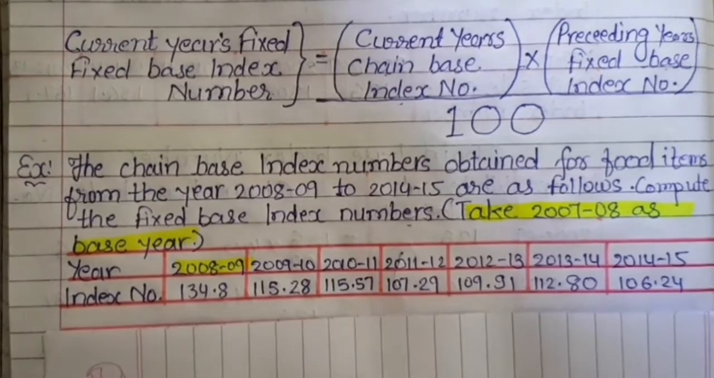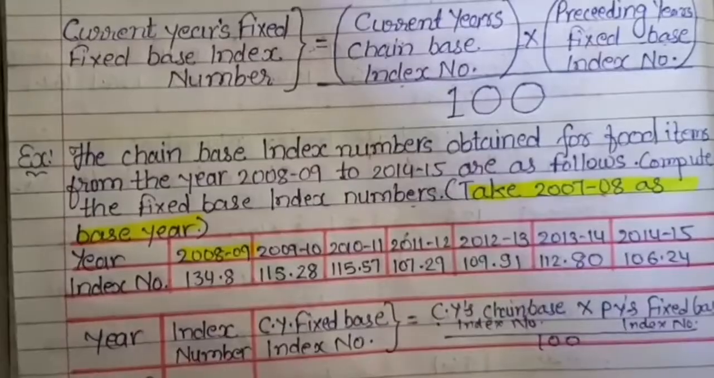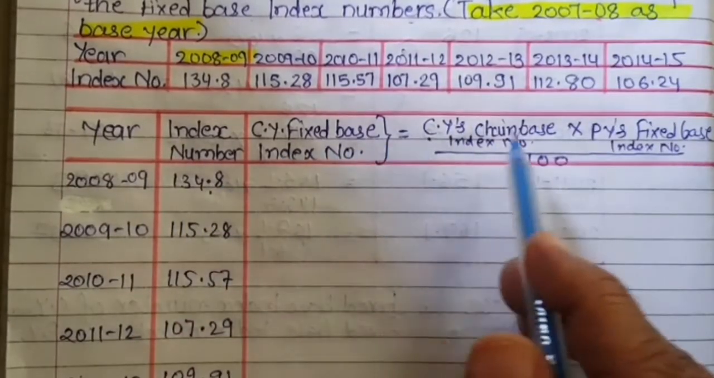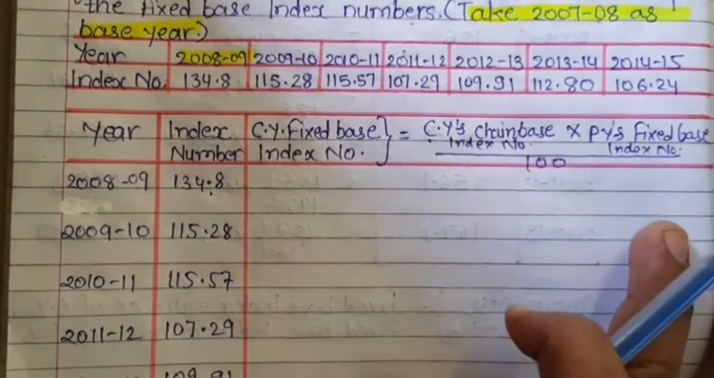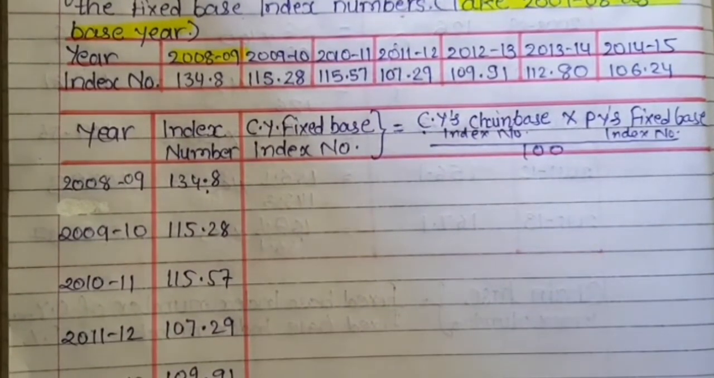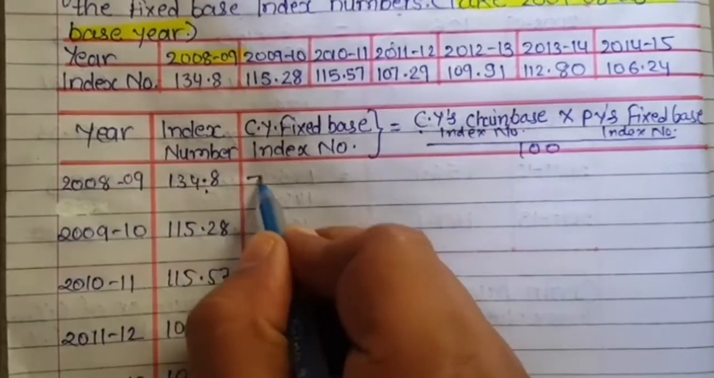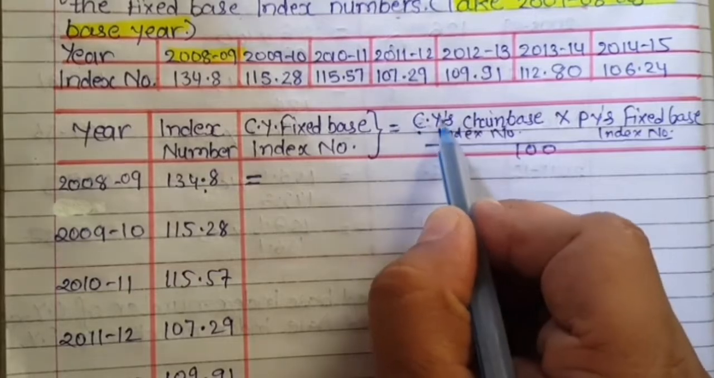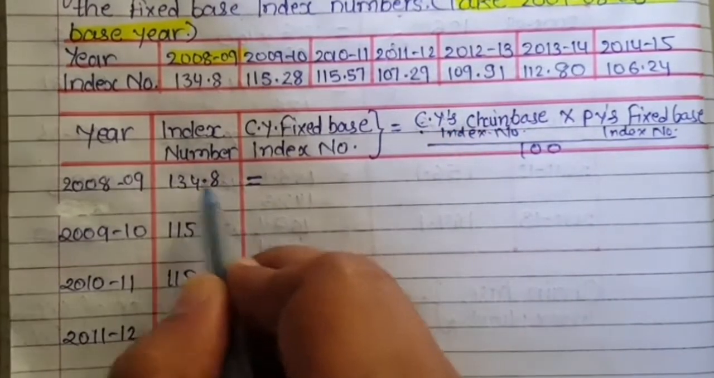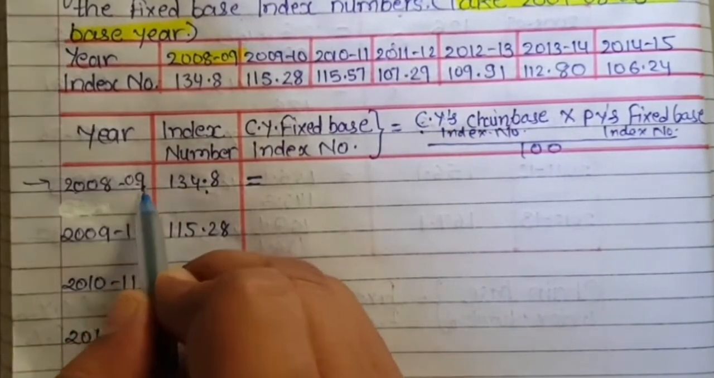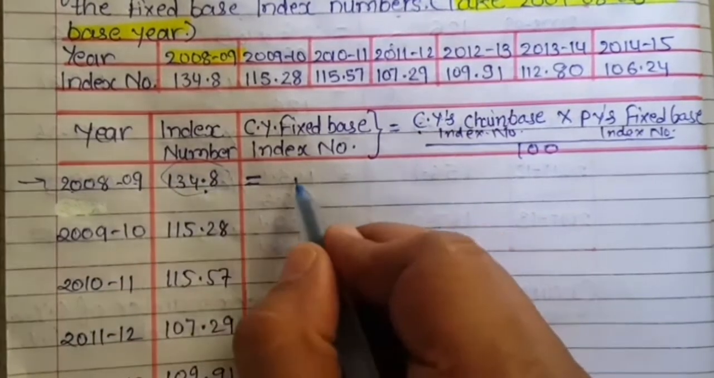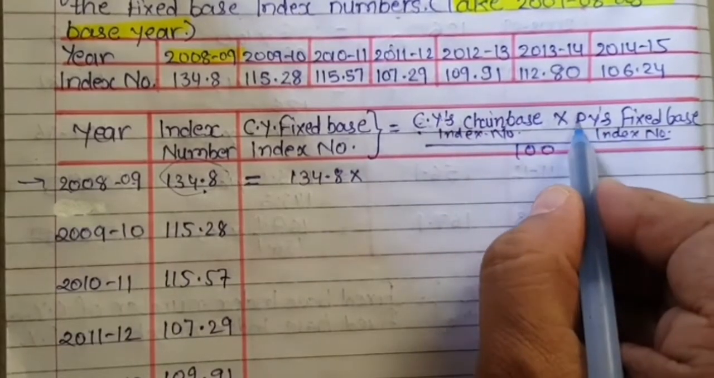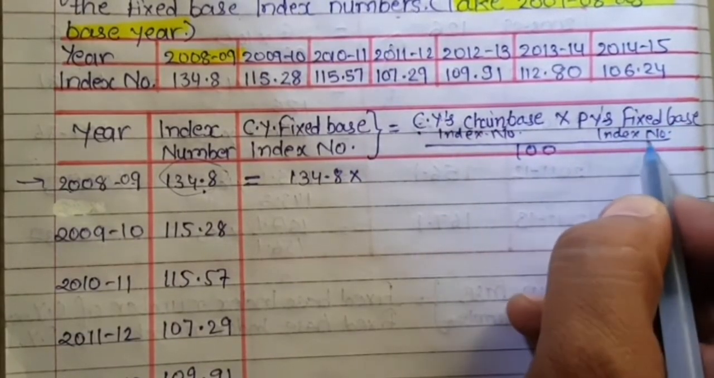So friends, to solve the sum we have to make the table of year and index number. Here I have written the formula and this is my calculation portion. So let's calculate as per the formula. In this formula we need current year's chain base index number, that is given here. This is our current year 2008-9 and its index number is 134.8, now multiplied by the preceding year's fixed base index number we need.